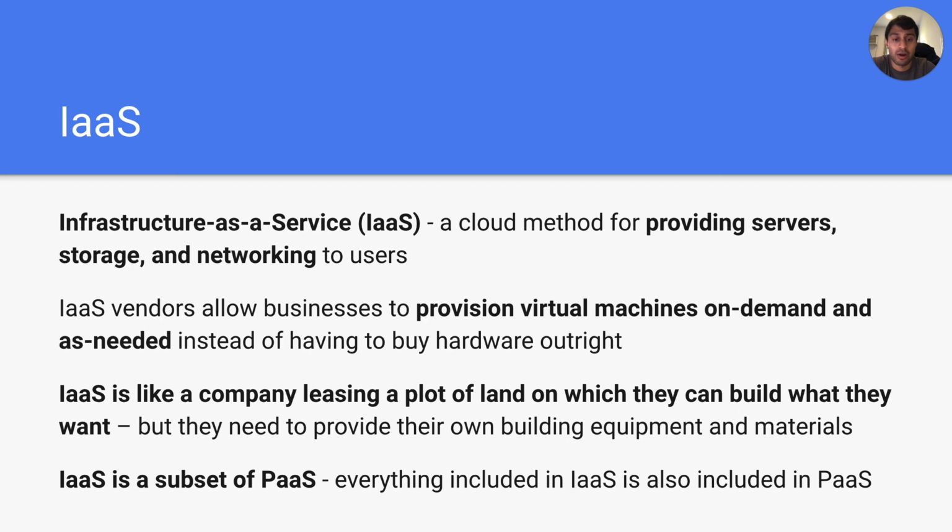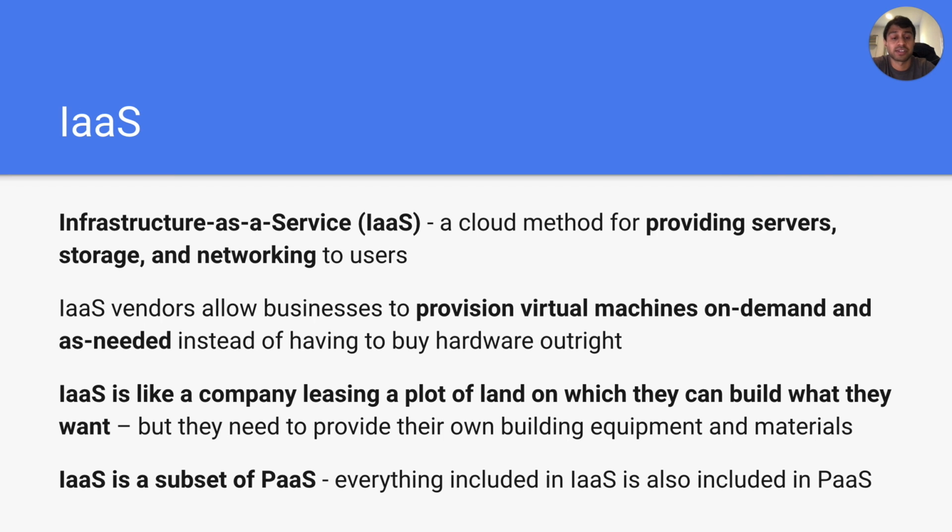Infrastructure as a Service vendors allow businesses to provision resources on demand and as needed instead of having to buy or rent hardware outright. So again, going back to the analogy, Infrastructure as a Service is like a company leasing or renting a plot of land on which they can build whatever they want. A blank template that is theirs to use as they will, but they need to provide their own building equipment and materials and then decide what they want to do with the space.